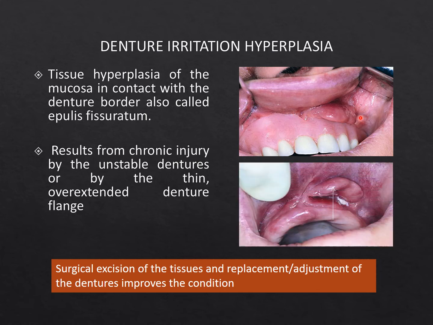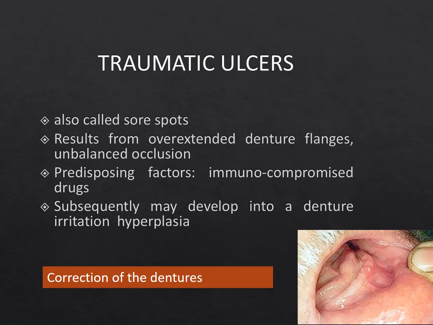Okay, and this is a severe form of epulis fissuratum, because as you can see here, there is severe pressure from the extended flange, resulting in the denture irritational hyperplasia. This is the most common location of the denture irritational hyperplasia, that is on the labial and buccal vestibule of the dentures. And traumatic ulcers, or sore spots, also result from the tissue surface of the denture. It may be due to pressure, or maybe due to a sharp edge or a sharp nodule on the tissue surface of the denture. So this needs to be corrected.